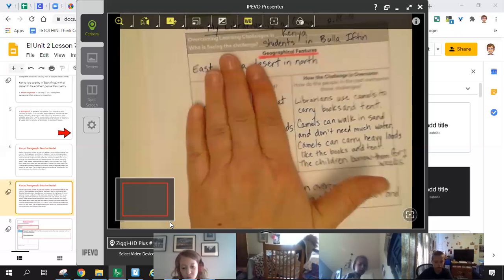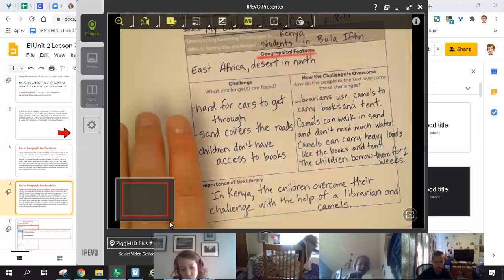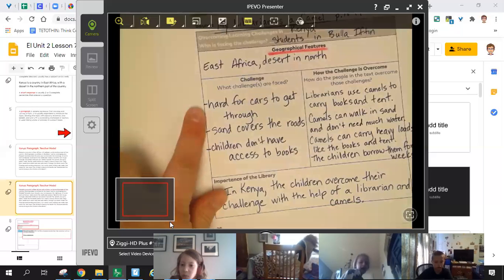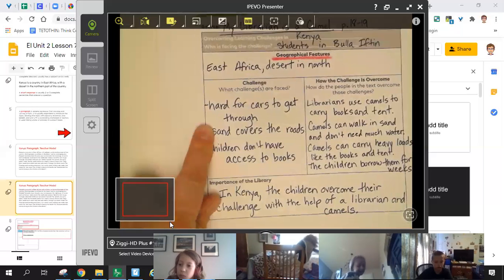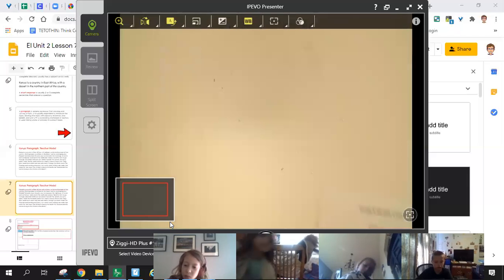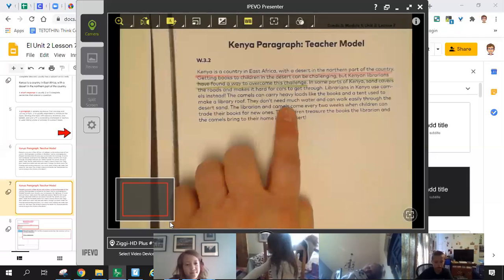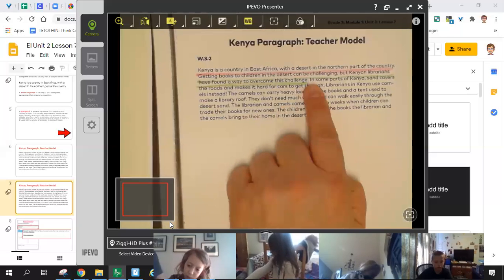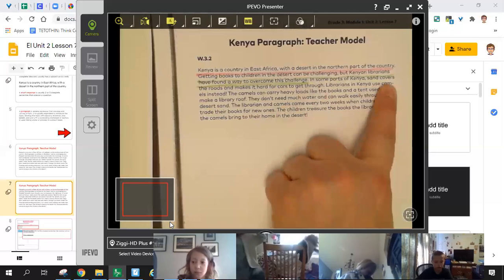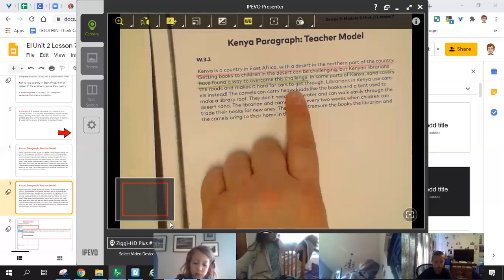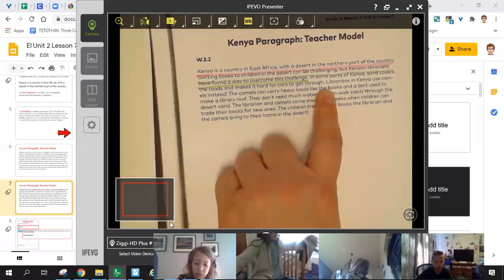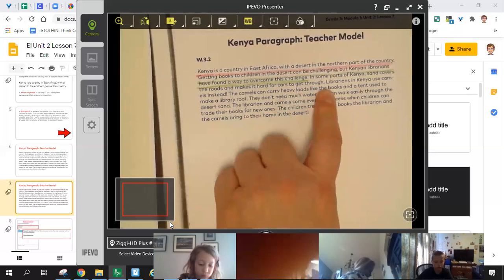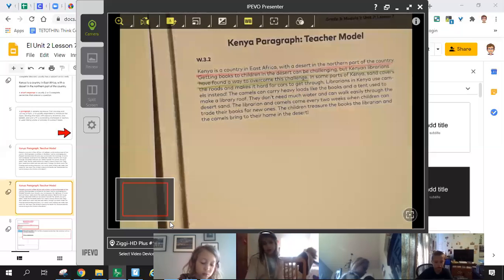Right, so there's this side and this side, right? The challenges came first. Let's just really quickly look at those that we wrote down. Hard for cars to get through, sand covers the roads, children don't have access to books. So those are our challenges. So let's see what our first sentence is that isn't our focus statement. These are our details now. In some parts of Kenya, sand covers the roads and makes it hard for cars to get through. Did we make a sentence out of those notes? Yes, we did. So you're going to get the color yellow.